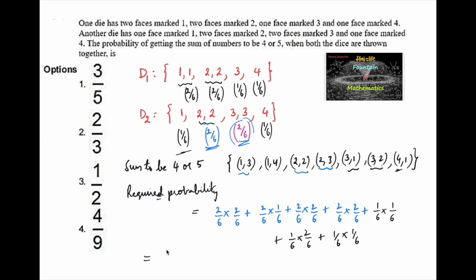1 upon 36 is common. So 2 2s are 4, 2 1s are 2, 2 2s are 4, 2 2s are 4, 1 1 is 1, and 1 2 is 2. Together we get 4 plus 2 is 6, 6 plus 4 is 10, 14, 15, 17, 18. So 18 upon 36, which is equal to 1 upon 2. So we go with option C. 1 upon 2 is the answer.